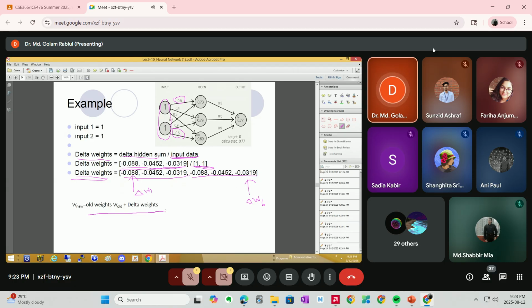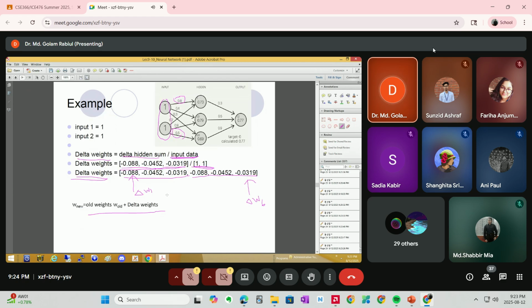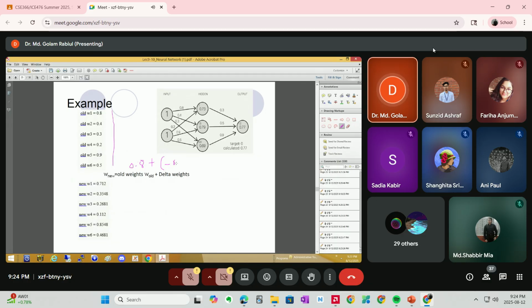Now, utilize this equation to find the new values of our W1, W2, and W3. These are the old values of our W1, W2, and W3 up to W6, and the new values will be here. We can see this is 0.8 for W1 plus the delta weight, negative 0.088. Then we will get this value, 0.712.